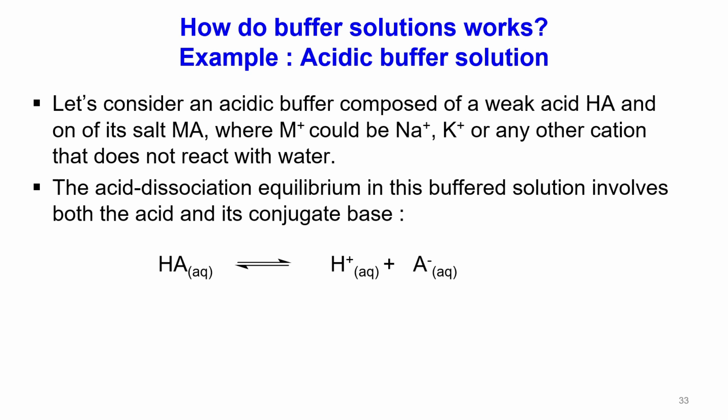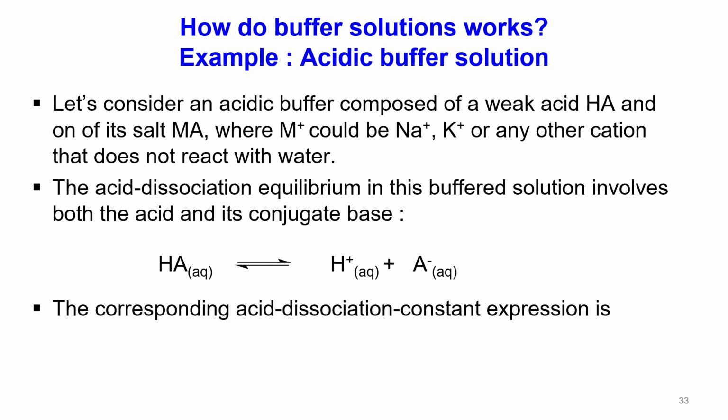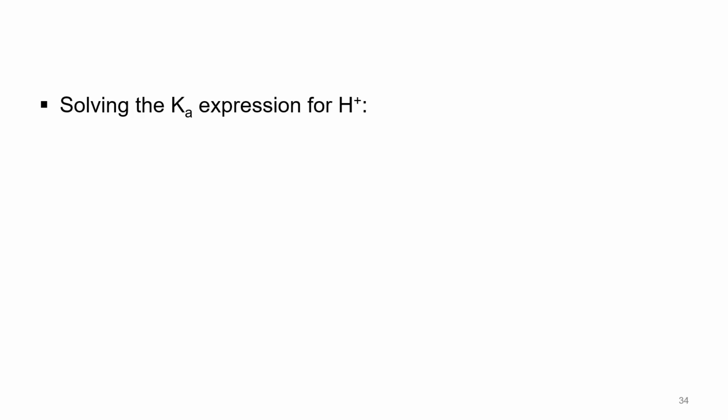The acid dissociation equilibrium in this buffer solution involves both acids and its conjugate base, which is HA aqueous produce H plus aqueous and A minus aqueous. The corresponding acid dissociation constant expression is Ka is equal to H plus times concentration of A minus over HA. Jadi solving the Ka expression untuk H plus, jadi kita akan letakkan H plus sebagai perkara rumus kita. So concentration of H plus equal to Ka times concentration HA over concentration A minus.